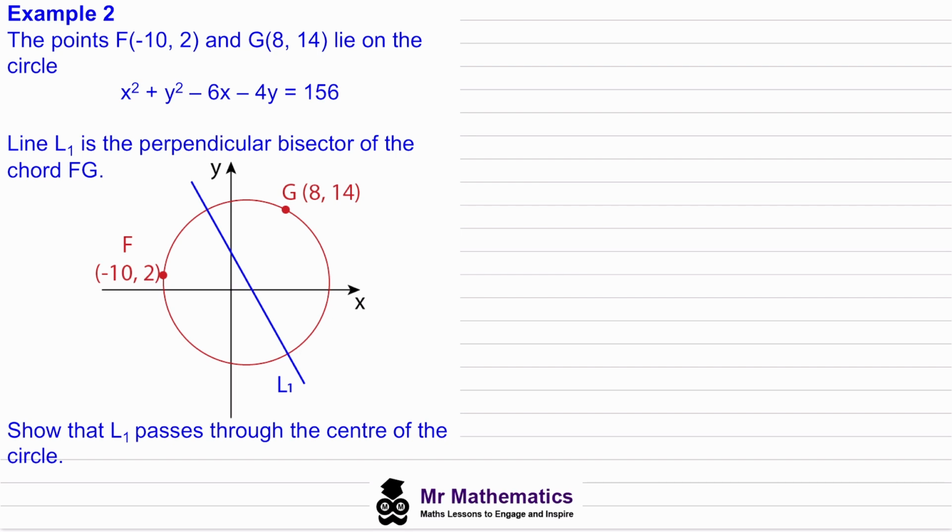So in this example, we've been told that the points F at (-10, 2), this point here, and G at (8, 14), lie on the circle in the expanded form of the equation given here. The line L1 is the perpendicular bisector of the chord FG, which will be this chord. Show that L1 passes through the center of the circle.